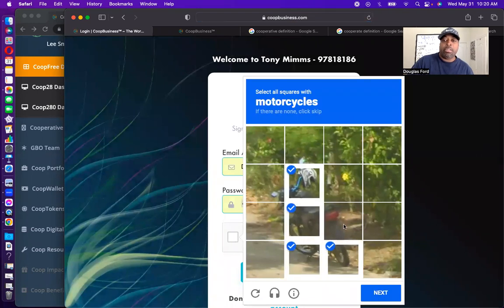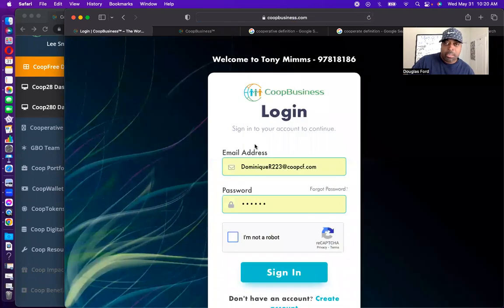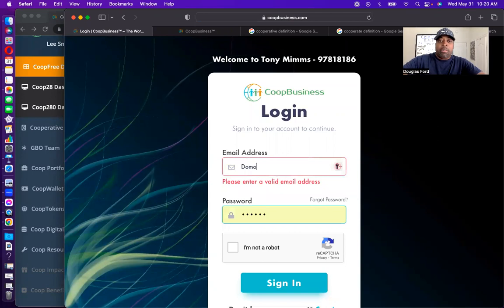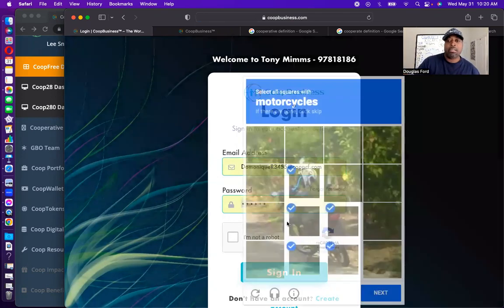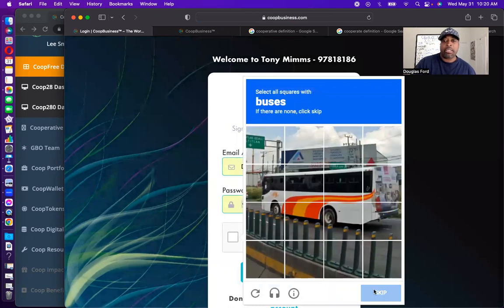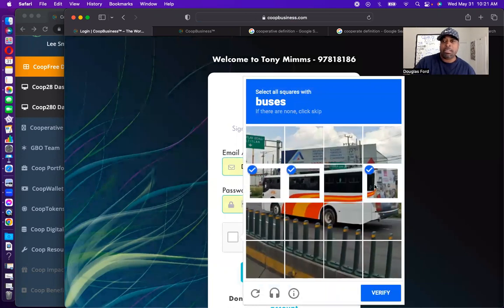Make sure it's the right one. Wait, let me see. No, that's not the right one, because I did a DOMO. Yeah, that one. That's the right one. Okay. All right, motorcycle, okay. Is that good? No, needs a bus.